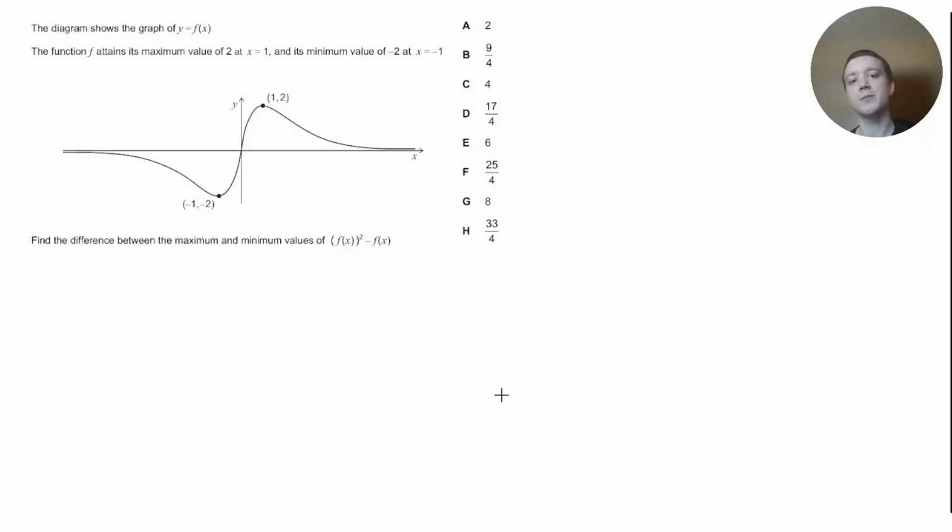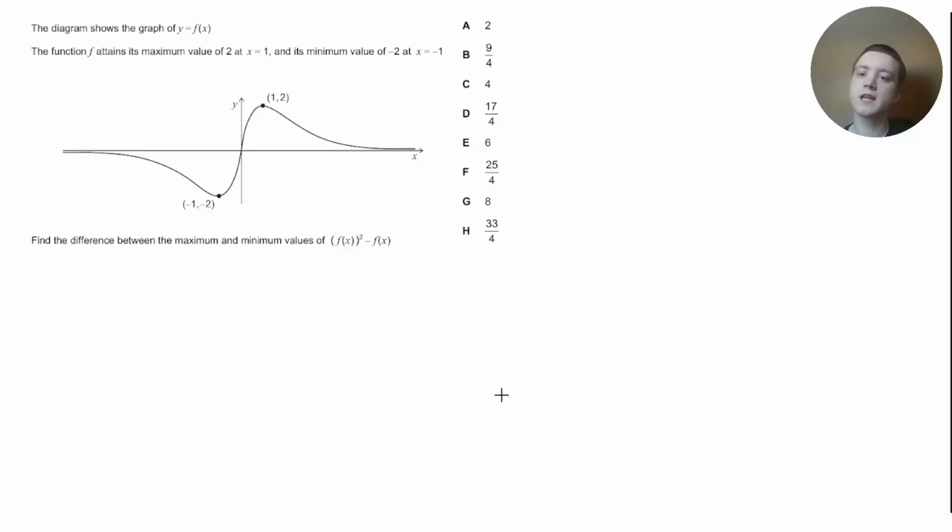We're asked to optimize this function, but we don't know exactly what the function is. And we're used to knowing what the function is so that we can differentiate it and look at the stationary points, which is not as much of an option here. So let's dive right in and see how we're going to circumnavigate that and get to the solution to this problem.